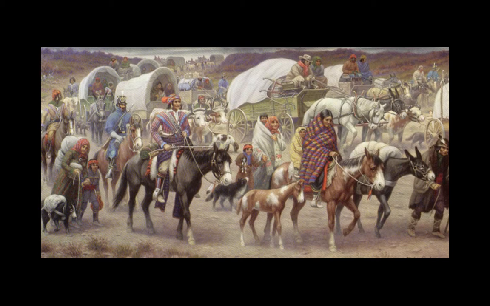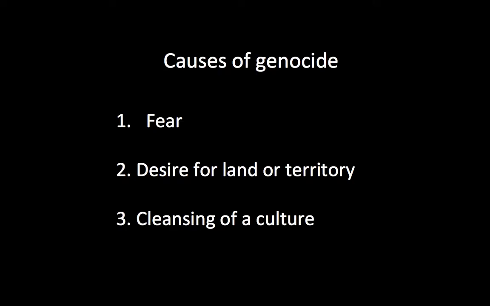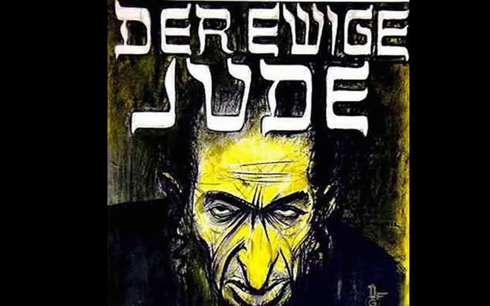A third reason is the desire to cleanse a nation from corrupting elements. This was the case with many Nazis in Germany who perceived the Jews as a threat to German purity. Jews were seen as polluting German and then European nations, and then world cultures, and needed to be wiped out.